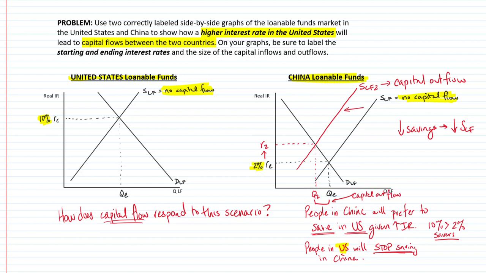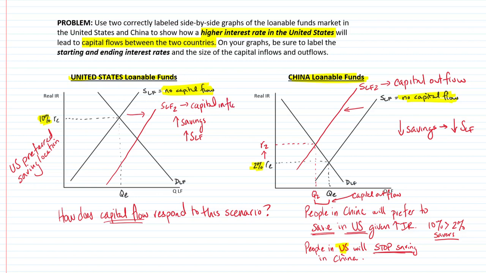Meanwhile, we can say the opposite is happening in the United States. People prefer the US as the place for savings because of the high interest rate. Then we will see an increase in savings, specifically foreign savings, which leads to an increase in the supply of loanable funds. And we can shift this curve to the right, SLF2, an increase in the supply of loanable funds, which represents that the United States would experience a capital inflow.